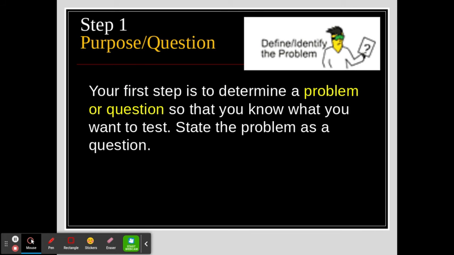So your first step is to determine a problem or a question that you know that you want to test. And you're going to state that problem as a question. It could be anything from something in your everyday life to something about how plants grow, which is the example that I'm going to kind of use throughout the lesson today. And you're just going to figure out what your question or your purpose around your research may be.